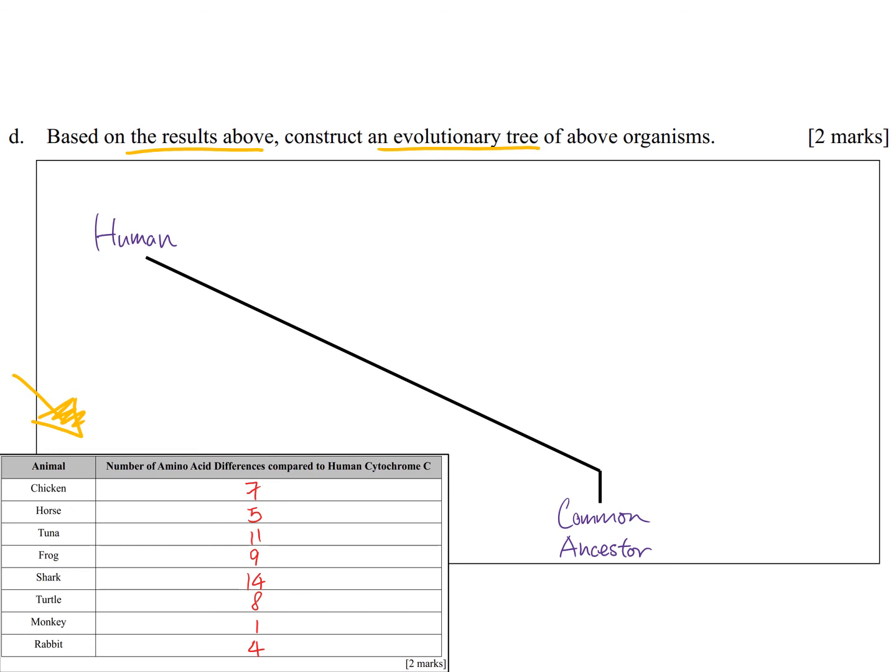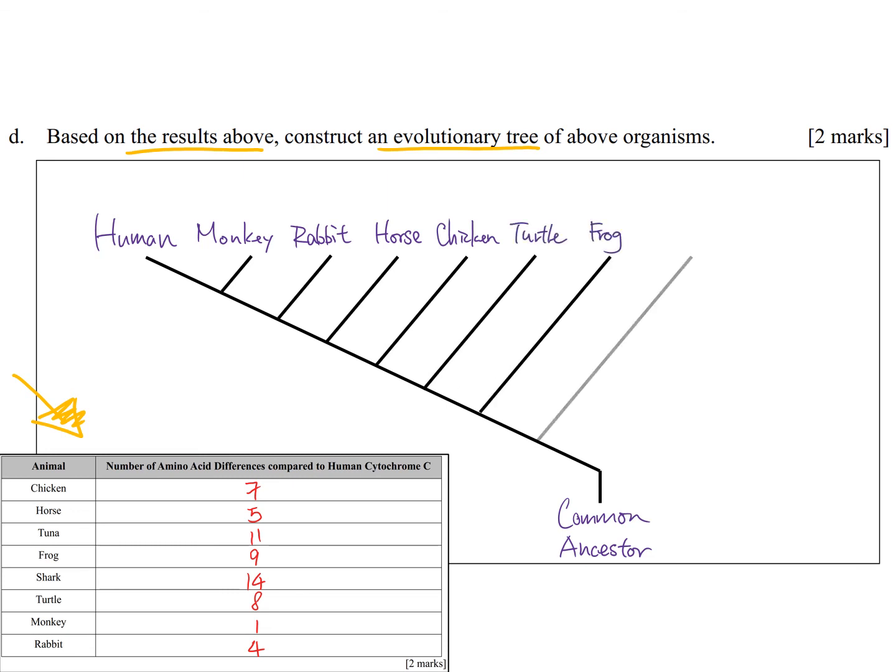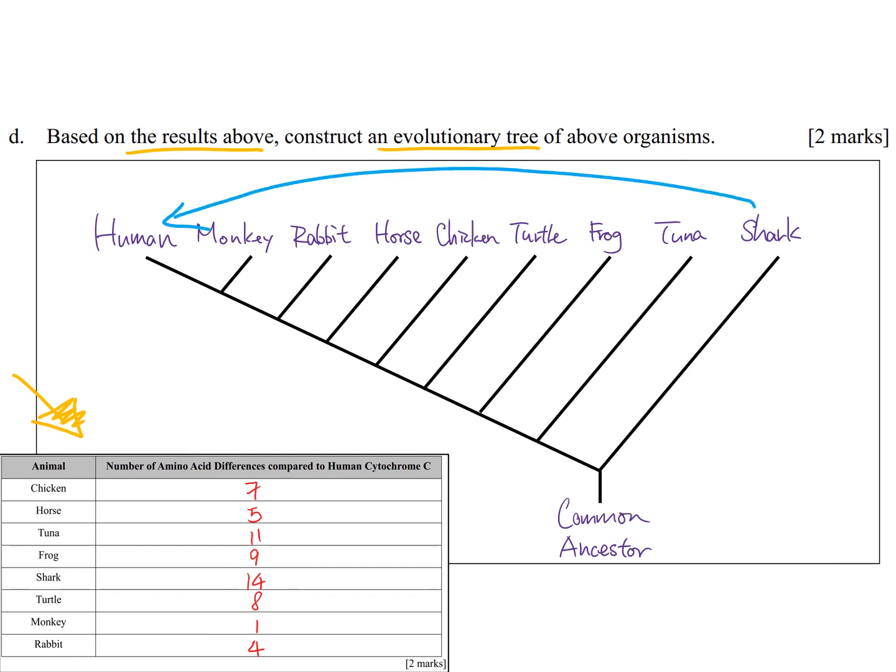Now what you should do next is to draw out the next highly related organism to human in the evolutionary tree. It should be monkey. Write it right next to the human, and then do the same for the second next highly related organism to human. It should be the rabbit. And then the third highly related organism to human should be horse, and then chicken, and then turtle, and then frog, tuna, and then at the very end, shark. So at the end, you should know shark is the least related to human.